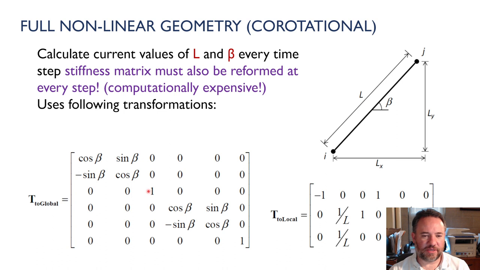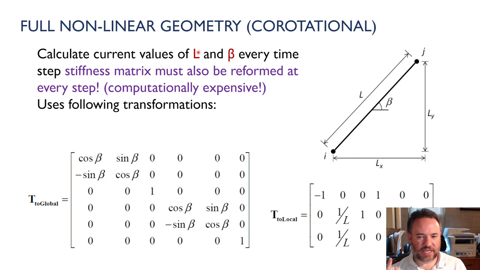And I have a 1 here because in the rotational direction, there's no transformation applied to moment, right? Because moment doesn't change depending on if I rotate my coordinate system. So that's why there's 1s here. This might ring a bell for a lot of you. Okay, so if I want to do a full nonlinear geometry, when I apply these T to global and T to local in order to transform between the global coordinate system and the local coordinate system or the natural coordinate system, I'm going to recalculate the new beta and the new L at every time step.